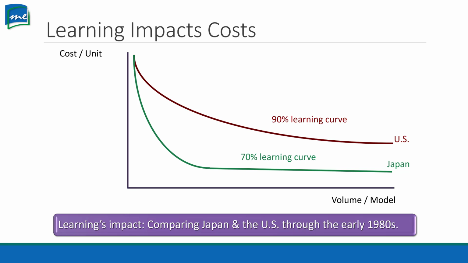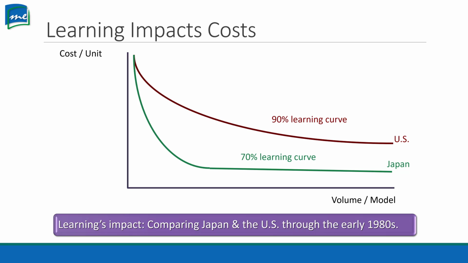So learning impacts cost. When we compare Japan and the United States in the early 1980s, looking at cost per unit and then volume per model, we had the United States with a 90% learning curve. And you see how that is not a dramatic curve. It's kind of a slight downslope almost through the entire graph. But then we have Japan, which had a 70% learning curve, when the United States had a 90% learning curve. They had a huge dramatic drop early in the process. And then it leveled out, that diminishing return.